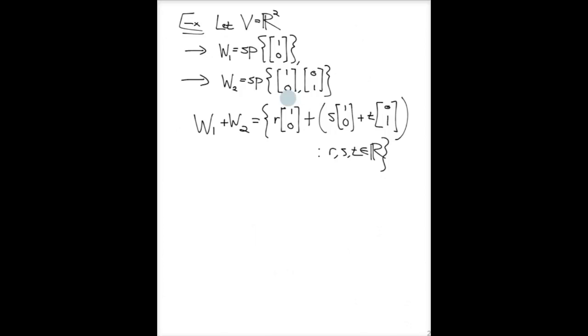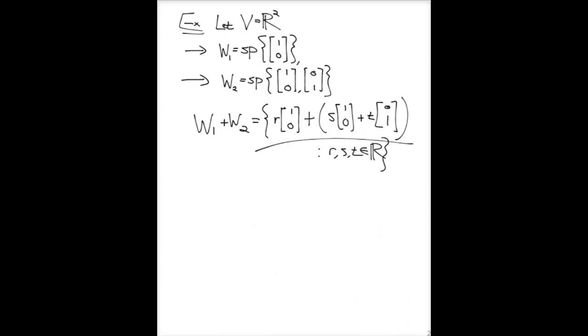So any vector in W1 looks like some scalar multiple of (1, 0). And then any vector in W2, and since W2 is the span of these two vectors, any vector in W2 looks like some linear combination of these two vectors. So here's a thing in W1, and here's a thing in W2. So anything in W1 plus W2 looks like a sum of these two things. So I get this set right here, where R, S, and T can be any scalars.